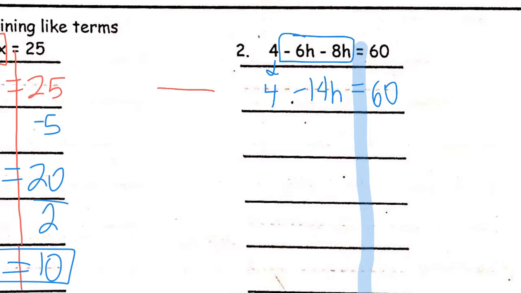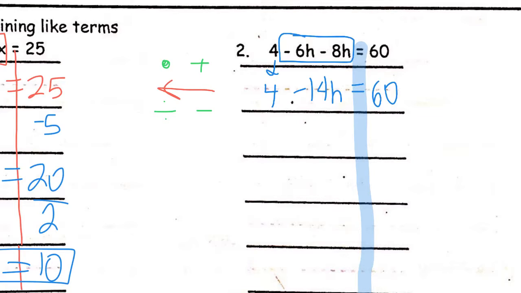Now again, that arrow method is going to come in handy. So if we look at what is happening to that h, it is getting multiplied by negative 14, and then we are adding 4 to it. So to undo that, we would be subtracting 4 and then dividing by negative 14. So now I'm going to go ahead and do those steps.